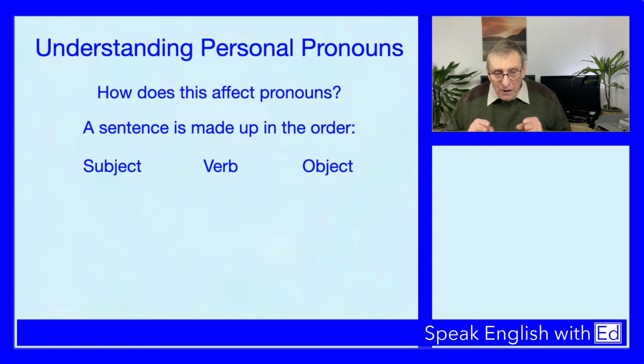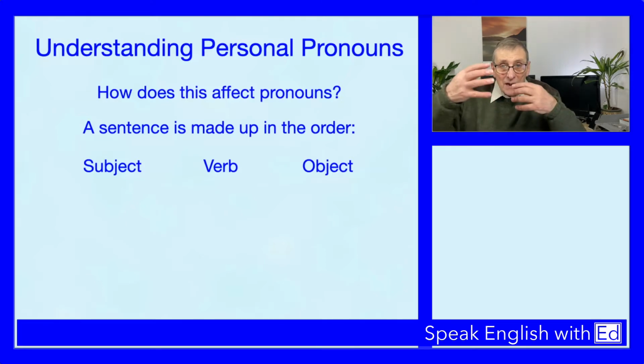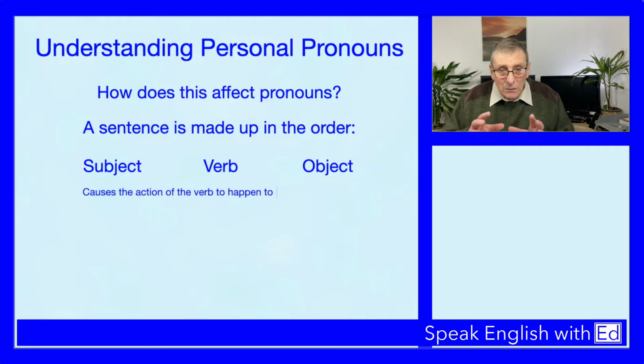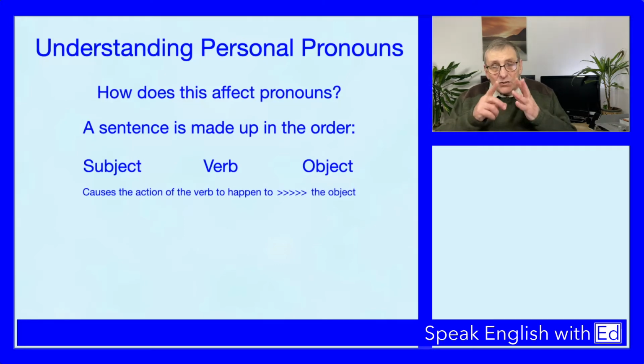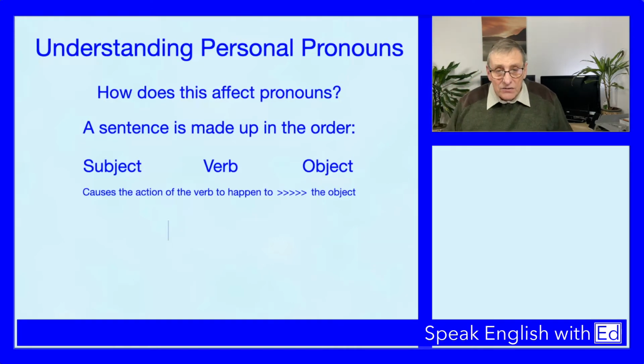So, if I'm reading a book to you, I'm the subject because I'm doing the reading. Reading is the verb, and you are the object because I'm reading it to you. Now, a subject causes the action of a verb to happen to the object of the sentence. And I've got a sentence here that will just show you what I mean.